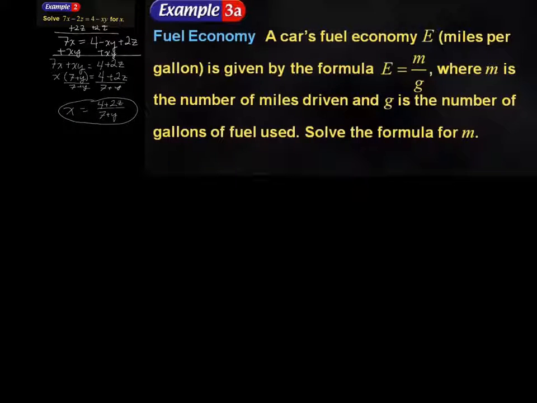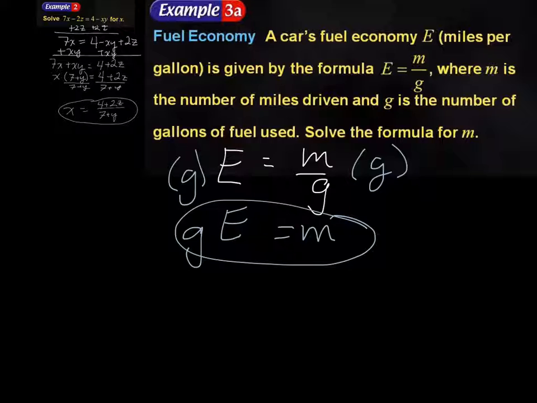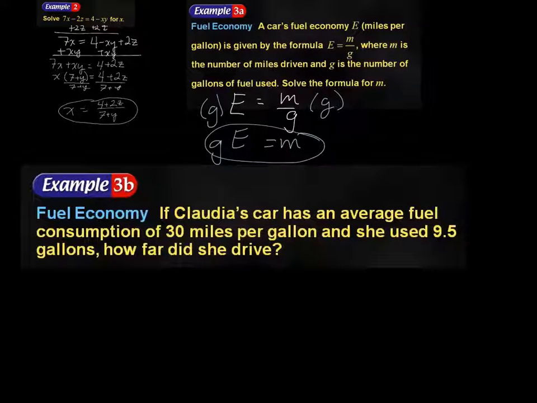A car's fuel economy E, miles per gallon, is given by the formula E equals m divided by g, where m is the number of miles driven and g is the number of gallons of fuel used. Solve the formula for m. Wow, that is so much shorter than what we just did. To undo divide by g, all I have to do is multiply by g. So I have m equals gE. And I am done.